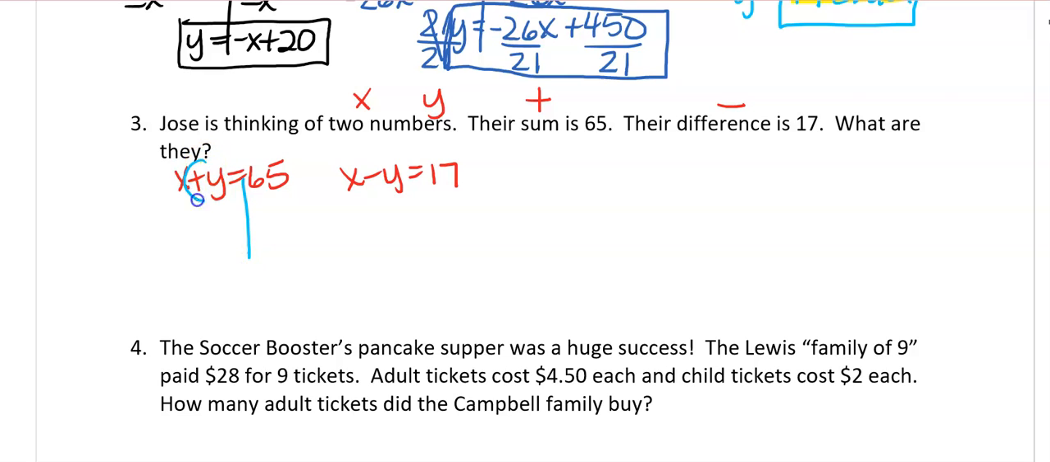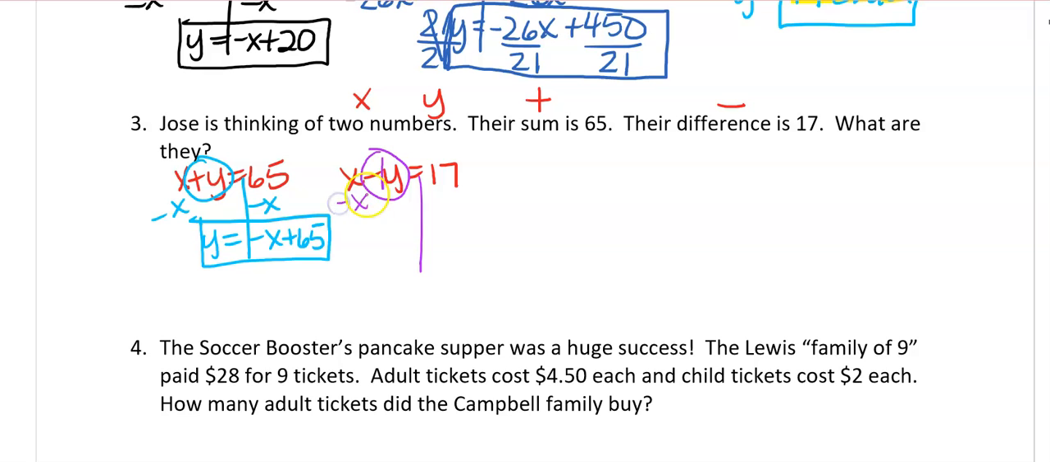calculator. I'm going to do minus x. So my first one is y equals negative x plus 65. So that'll be the first one to go in the calculator. Then my second problem is going to be, that's a negative 1y. Okay, I want to get that y by itself. So I'm going to circle it. Make sure I put that negative 1 in there so I don't forget it. I'm going to subtract x. So I'm left with negative 1y equals negative x plus 17.